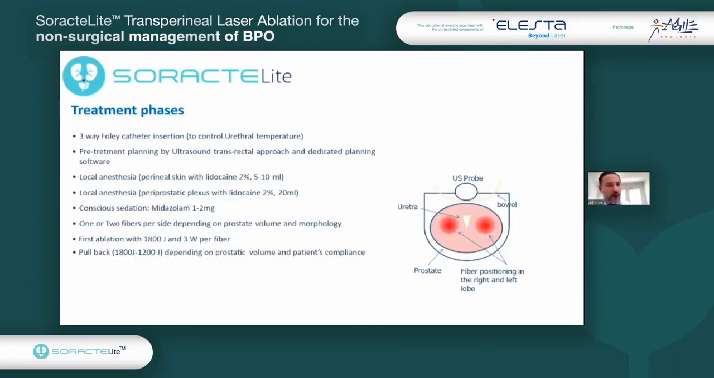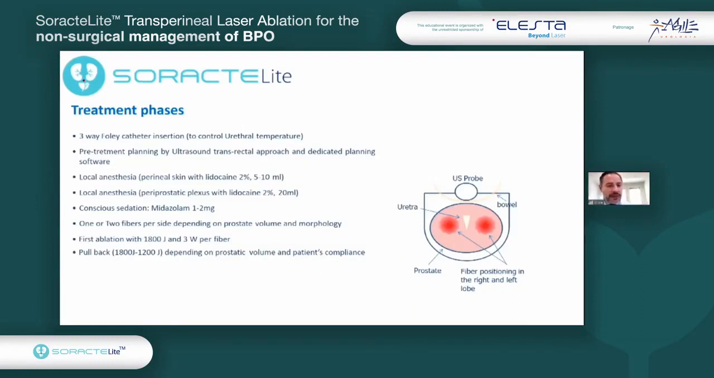Then we will move to the local anesthesia. We can use some cream just to avoid any kind of pain for the patient. And then we will perform a perineal skin anesthesia using lidocaine 2%, 5 to 10 milliliters. And then we will move to the periprostatic plexus using some more lidocaine. And then if required, we can also give some conscious sedation.